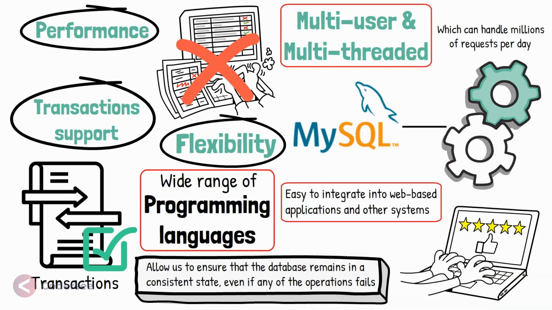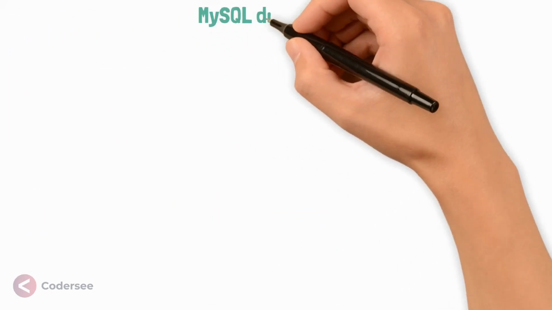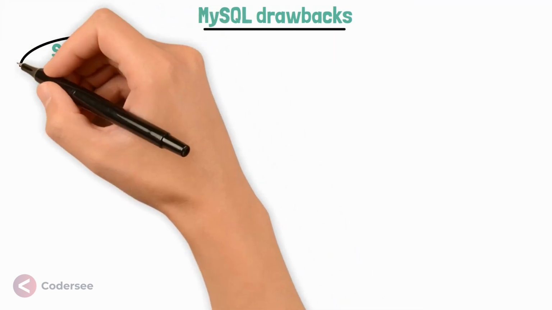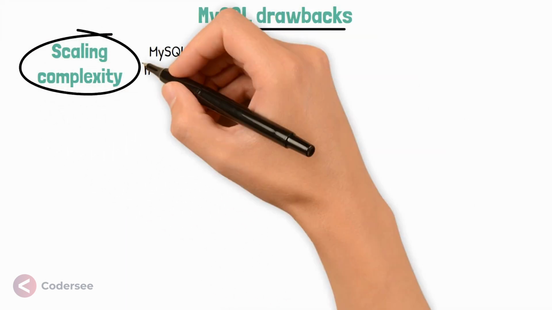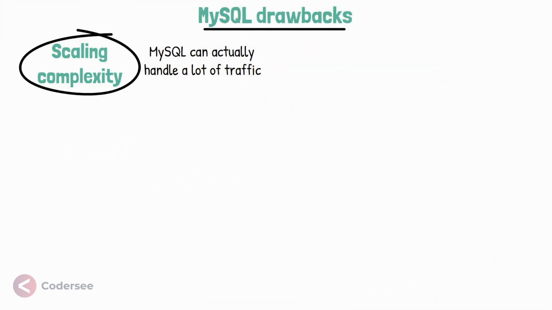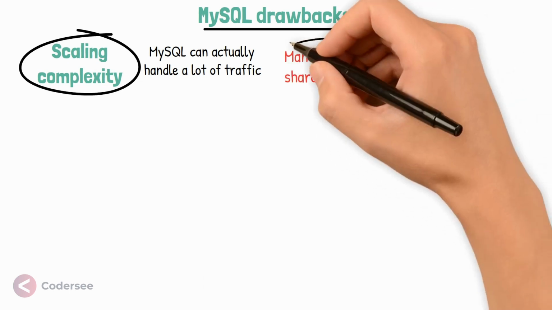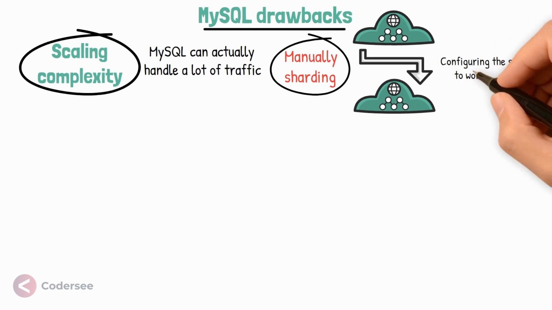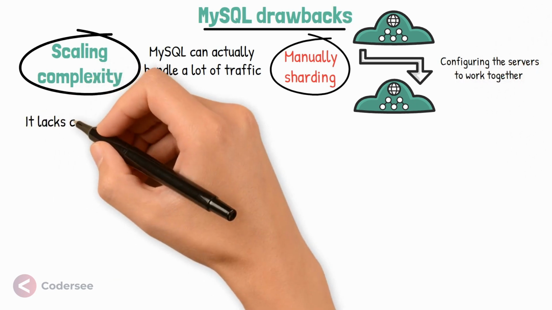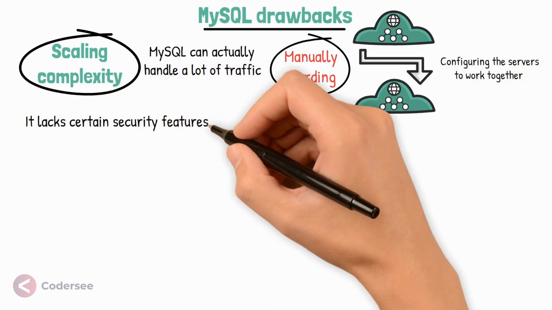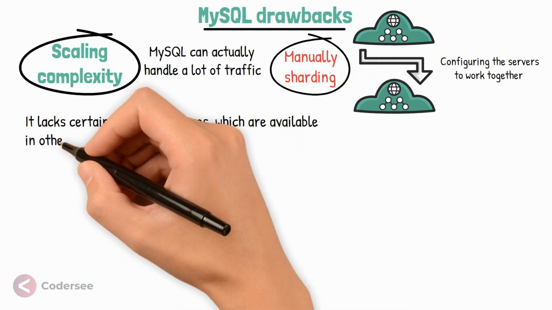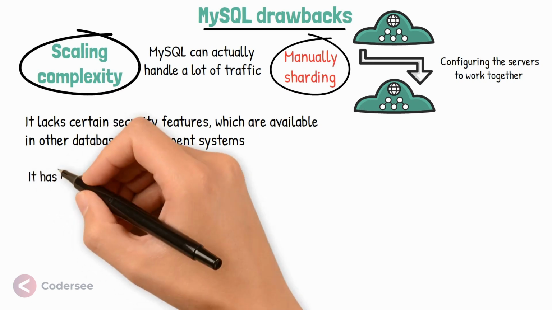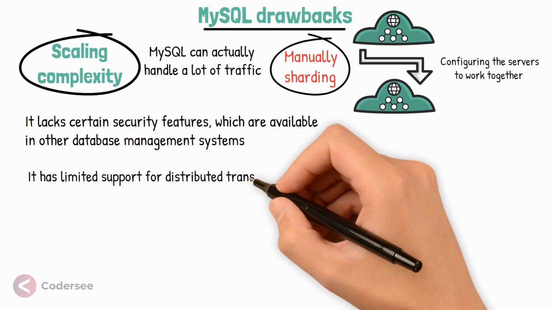Nevertheless, as with everything, MySQL has some drawbacks as well. So, as the first one, scaling complexity. Although MySQL can actually handle a lot of traffic, the scaling process requires manually sharding the data across multiple servers and configuring the servers to work together. Additionally, it lacks certain security features which are available in other database management systems.